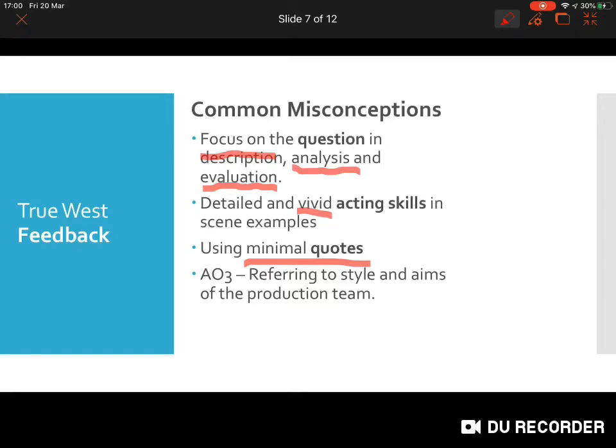And then this is a small one because AO3 is only 5 marks, but referring to style and aims of the production team. Yeah, go back to those interviews for the production team aims. And the style is there. We've learnt how to describe the style. It's a really easy thing to reference.